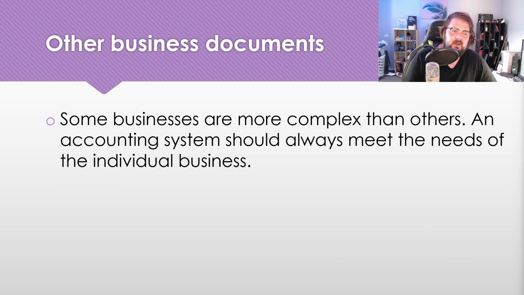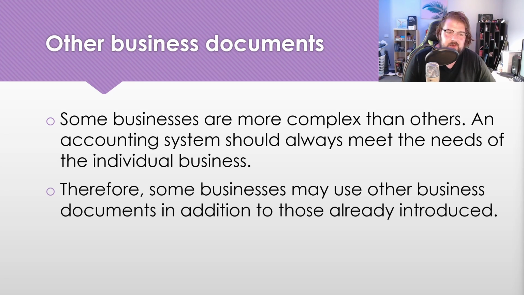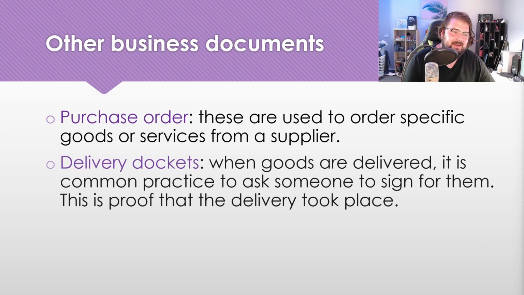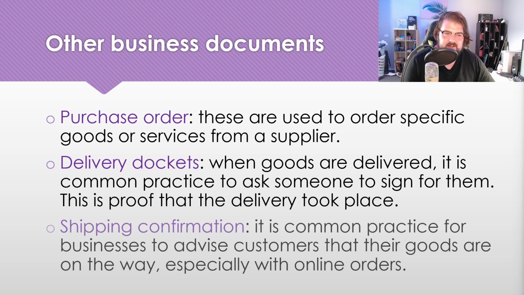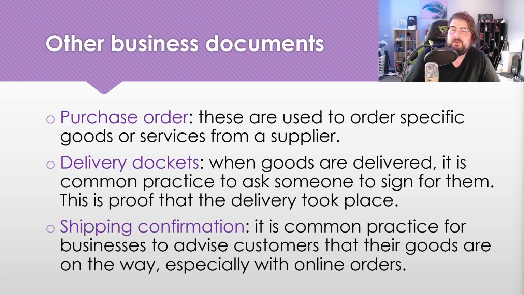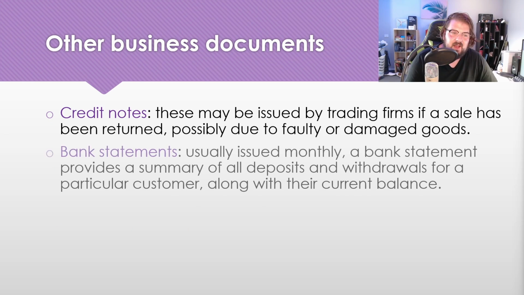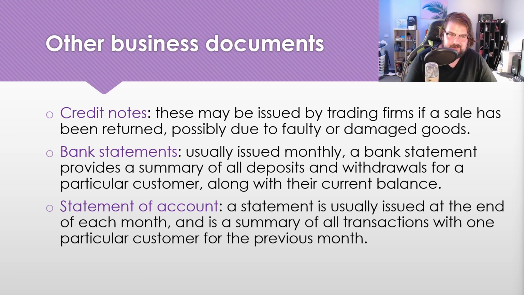Now, obviously, there are some businesses that are more complex than others, and the accounting system needs to meet the needs of the particular business. It could be quite small or it could be quite large. The documents within each system will reflect the structure of the business. So you may need purchase orders, delivery dockets, and shipping confirmation, but if you're a small business, you may not need these. You may also have credit notes, bank statements, and statements of account.